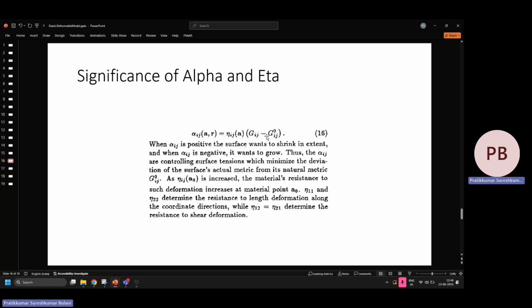Okay. And comes your eta ij. Let's talk about what eta ij is. Then there's eta 1 1, eta 1 2, eta 2 1, because it's a 2 cross 2 matrix. For a surface it's a 2 cross 2 matrix. So what eta means we can see here. I'll suggest you go through it once.